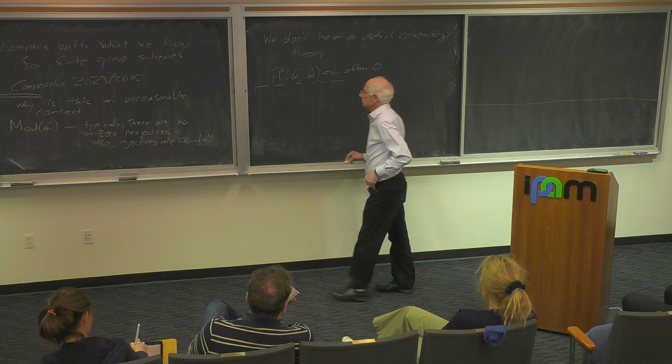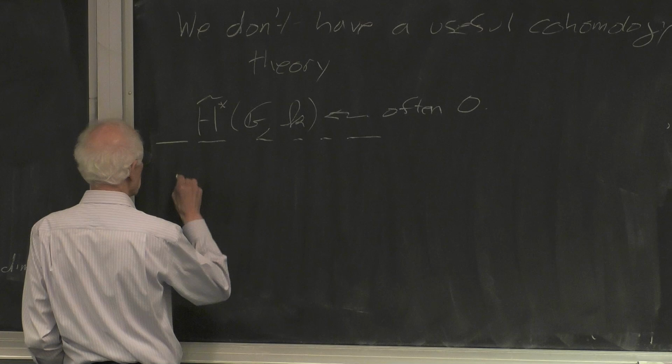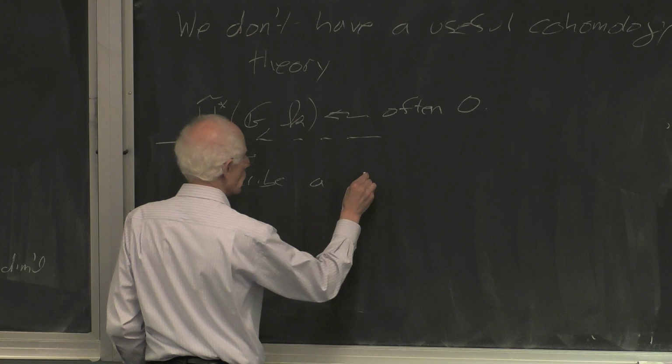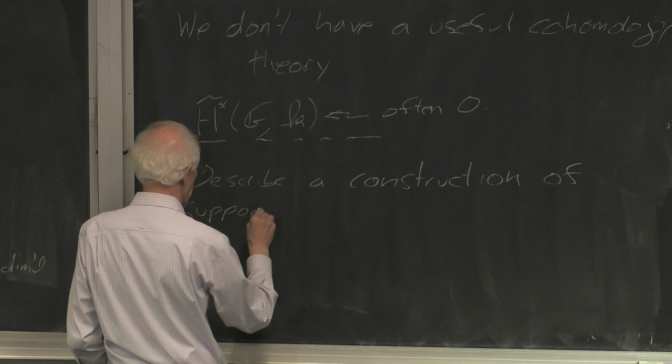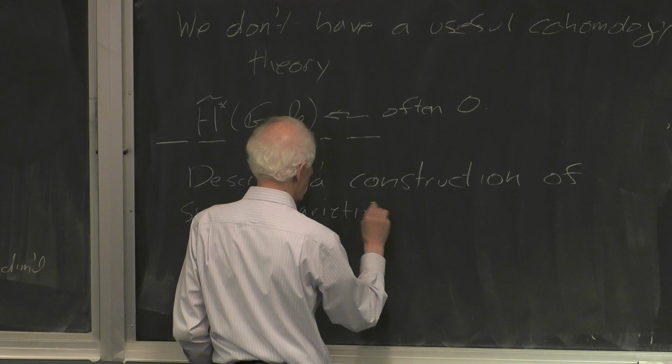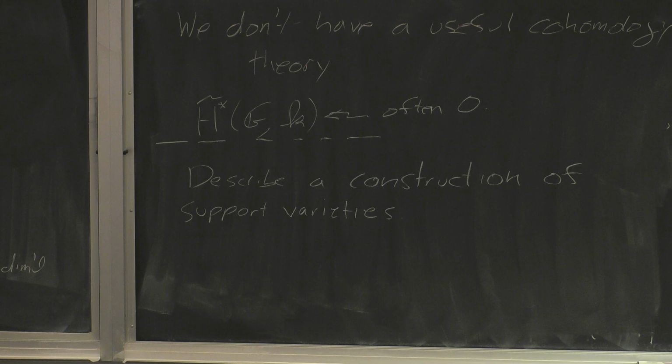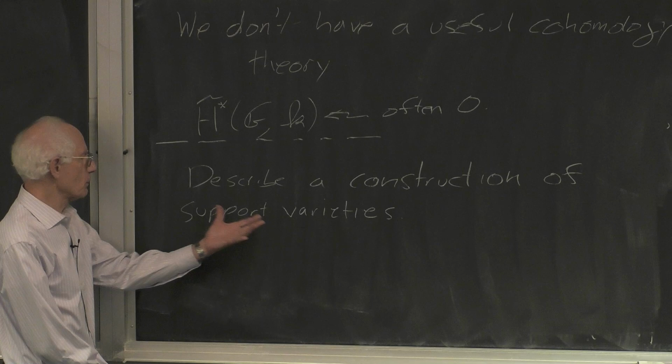A big obstruction we'll see is there are support varieties. I'm gonna describe support varieties. But what we don't have, so this is the first question. There are two major questions. We don't know how to realize something like closed subspaces.